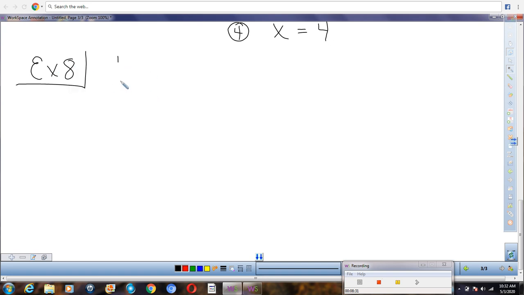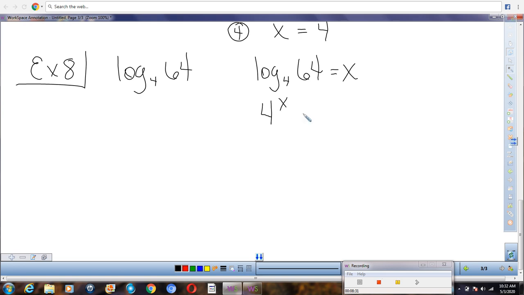If I have the log base 4 of 64, first we're going to take this and set it equal to x. Second, we're going to rewrite it in exponential form. This is 4 to the x equals 64.